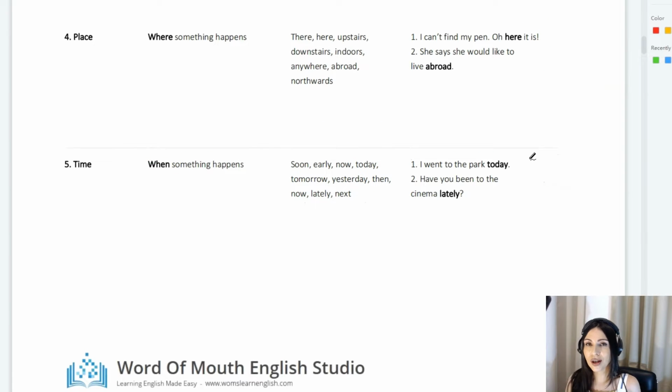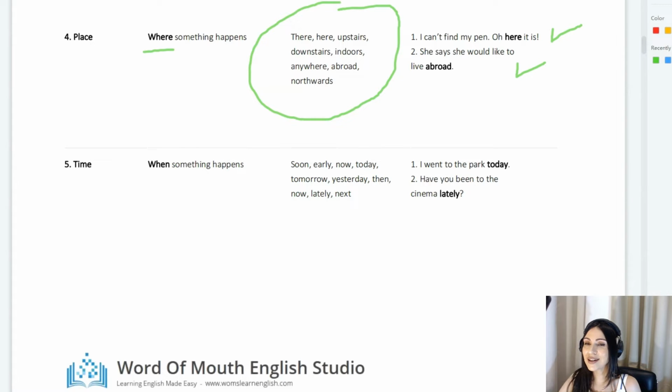But there are also another two types of adverb we'll be talking about. One is an adverb of place, which talks about the location or whereabouts of something, including adverbs such as there, here, upstairs, abroad, and northwards, or southwards, or downwards, or anywhere.